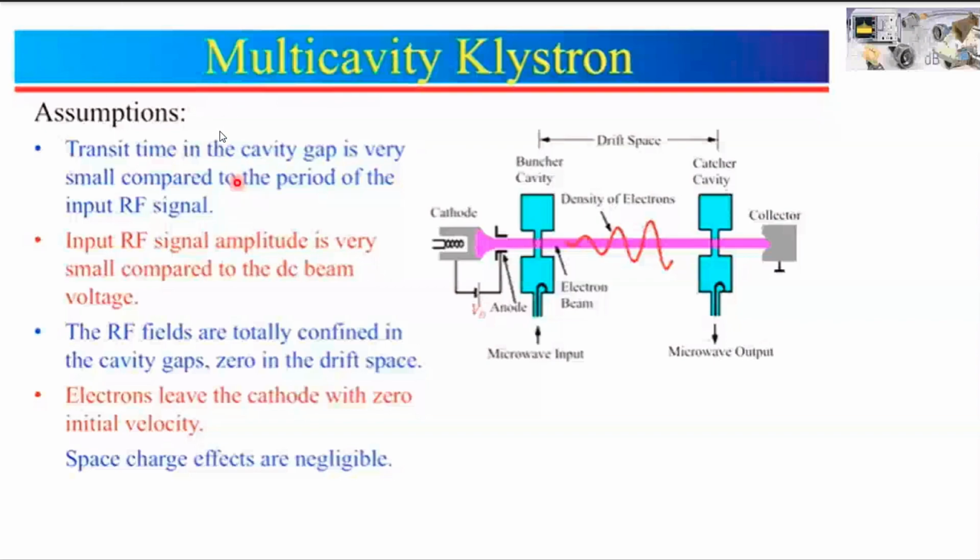The next assumption is that the input RF signal amplitude is very small compared to the DC beam voltage. The reason is the same as the last case: if the signal moves back and forth, oscillations will be sustained in the drift space between the buncher and catcher cavity. In order to avoid that, we make this assumption.